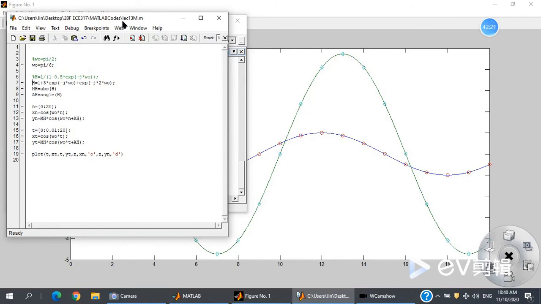And if we change the function h, the transfer function, to a different one, like this one, I change it to this one, it will not be shifted by 1.